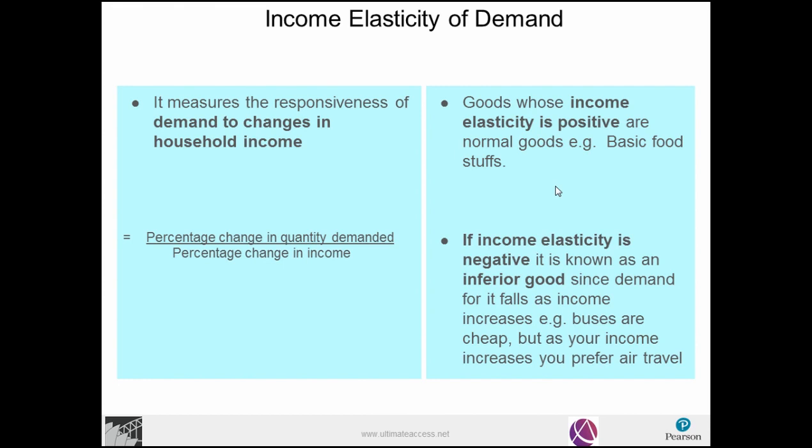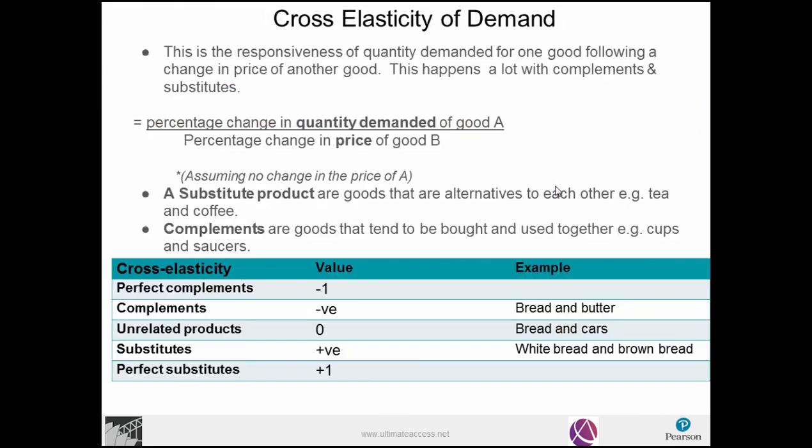But if income elasticity is negative, it is known as an inferior good since demand for it falls as income increases. Now, I'll give you a good example here. Buses are cheap, but as your income increases, you'll actually prefer to travel by air, isn't it? So you realize that you have more income, but you're demanding less for the buses, okay? And you're demanding more for air travel, something luxurious.